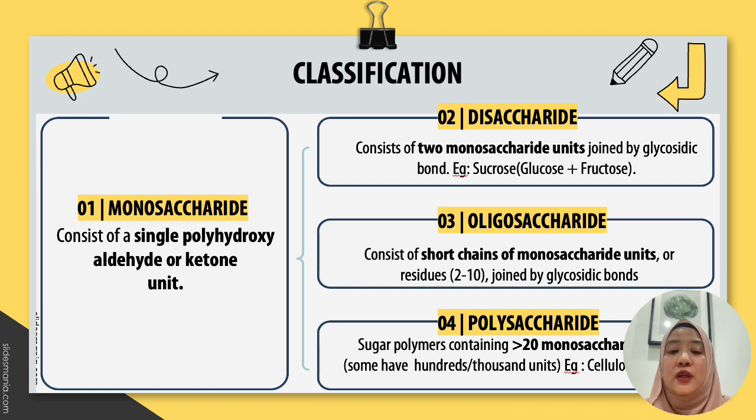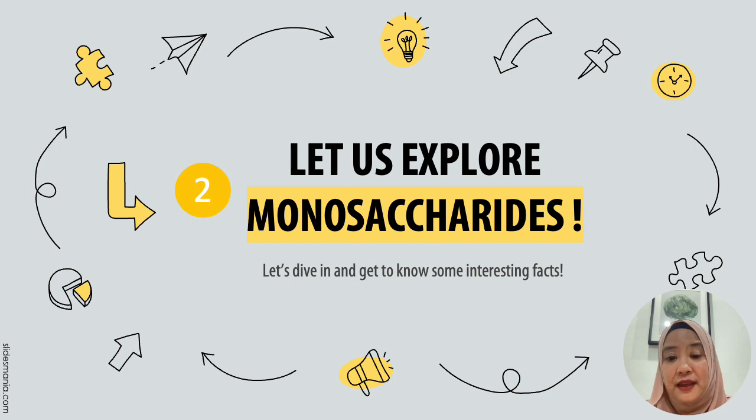Then you've got oligosaccharide, which means it's slightly larger than disaccharide, but not as big as polysaccharide. It consists of short chains of monosaccharide units. Whereas disaccharide is two compounds, oligosaccharide can be two or greater. It could be two, it could be three, it could be four, up to 10 monosaccharide units that are joined together by glycosidic bonds. And lastly, you've got your massive compounds, which are polysaccharides, which are essentially polymers containing greater than 20 monosaccharides that are joined together, such as your cellulose, your starch, your chitin.